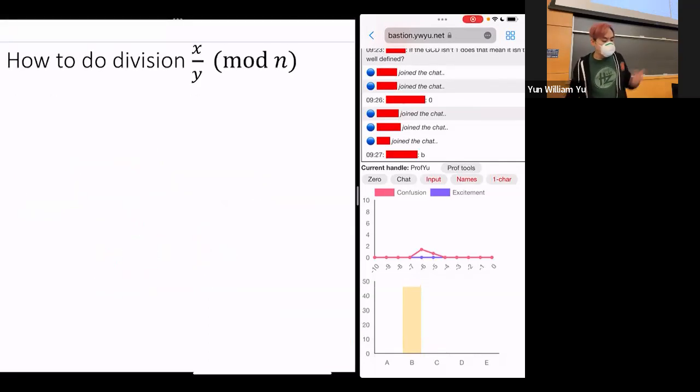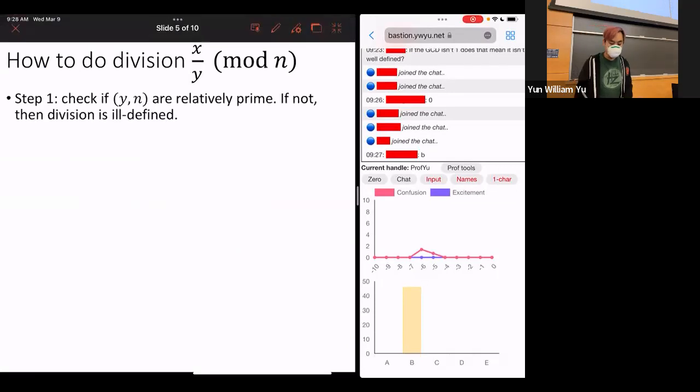So how do we do division now? Well, step 1, check to see if the two are relatively prime, because if they're not relatively prime, then the division is ill-defined. So for example, 7 divided by 9 mod 13. Well, what is the GCD of 9 and 13? If that's equal to 1, then it's great. If it's not equal to 1, then you're in trouble, or then you just can't do that division uniquely.